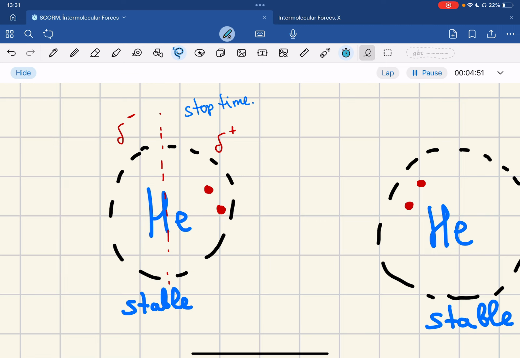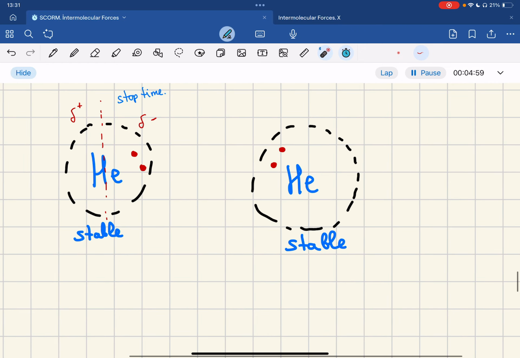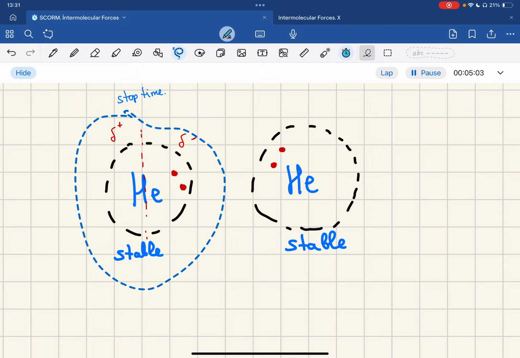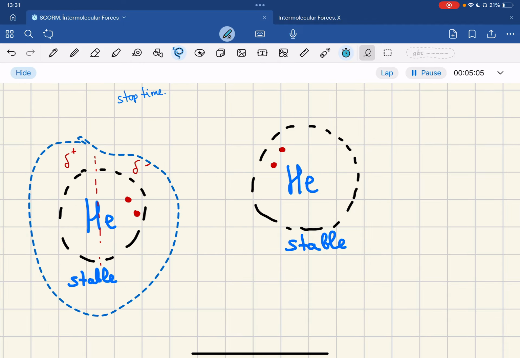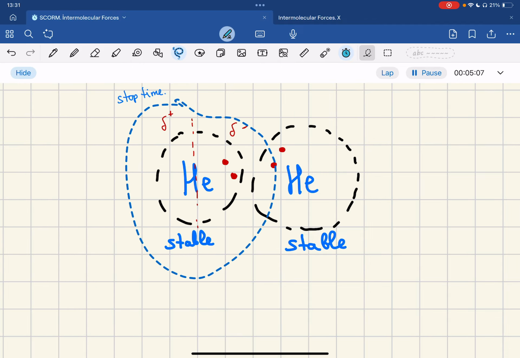The signs will change. This negative will come in here. This positive will come in here. So it's going to be sigma negative in here, sigma positive in here. So let's say that now we have this helium coming nearby another helium element.